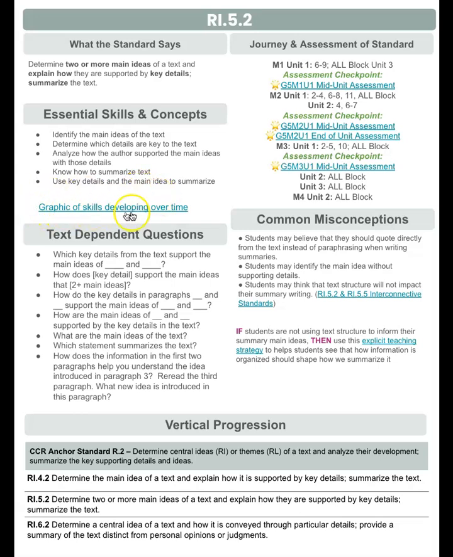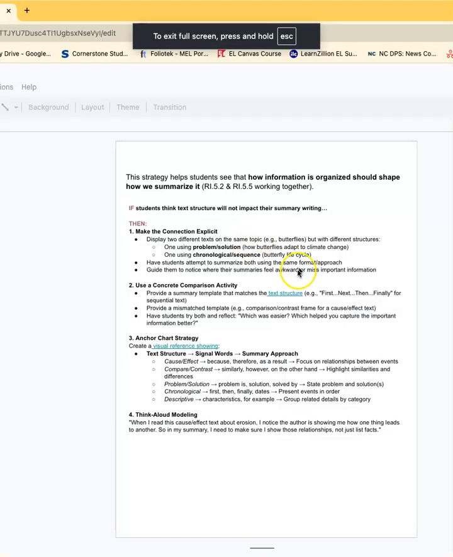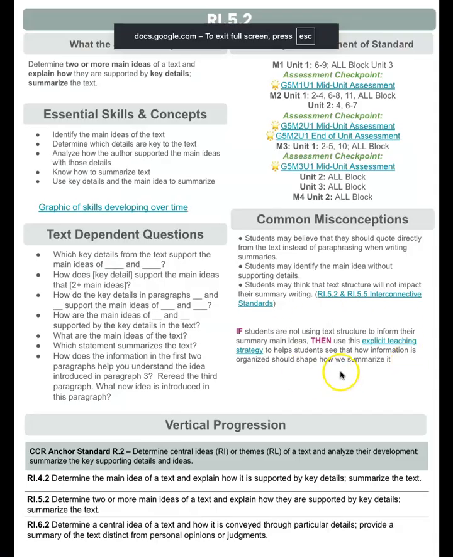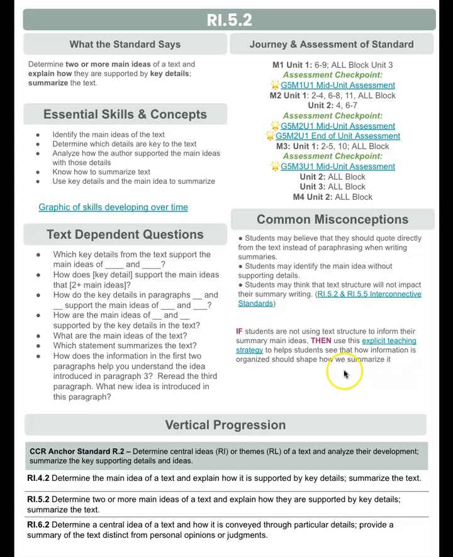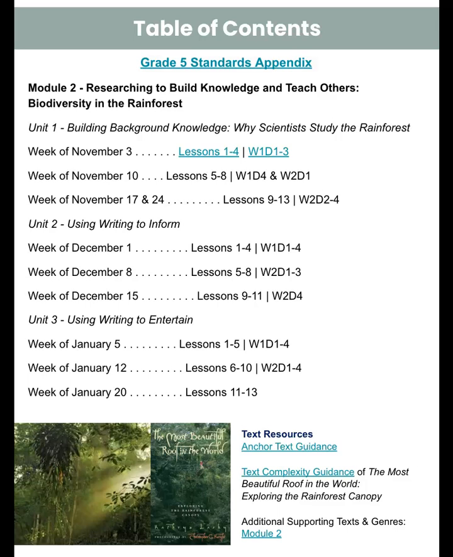I linked the graphic of the skills developing over time for RI 5.2, and then I had a just-in-time support as well. So if your students are not using that text structure to inform the summary main ideas, I've set an explicit teaching model linked here as well. So for some explicit teaching for students when you're analyzing their work, they're not doing this work. Now let's look at all block this week and how it's supporting the work we're doing in modules, which is quite heavy.